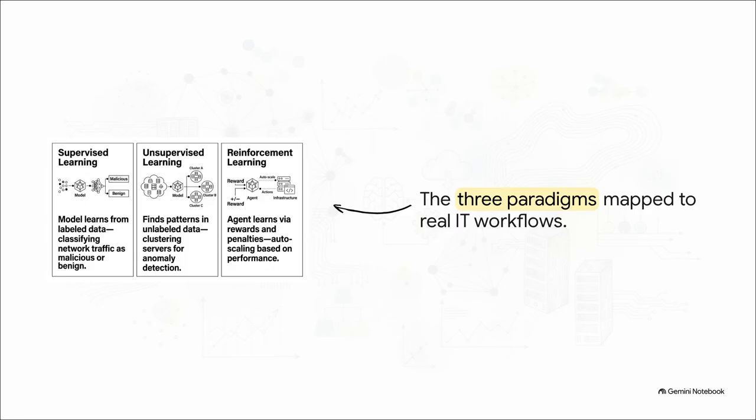First, you have supervised learning, which is perfect for known outcomes, like classifying your network traffic as malicious or benign. Then, unsupervised learning takes massive amounts of raw, unlabeled data, think your server logs, and independently clusters them to find hidden anomalies. Finally, reinforcement learning is an agent learning through trial and error via rewards. And actually, that is exactly how dynamic auto-scaling of infrastructure based on performance metrics works in the modern cloud.